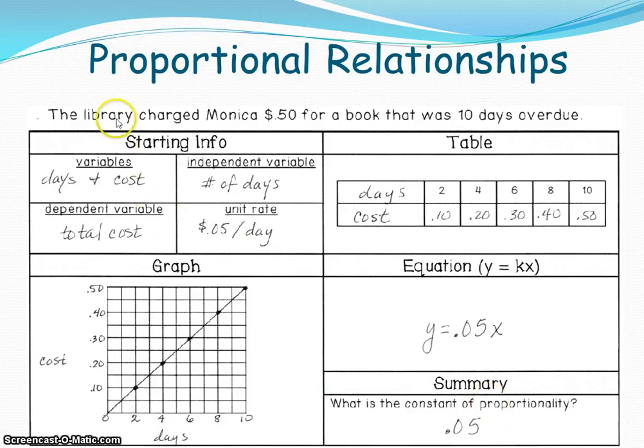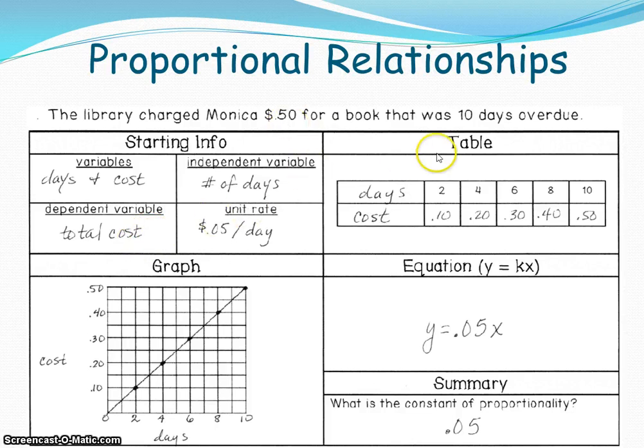A couple other scenarios. In this case, the library charged Monica 50 cents for a book that was 10 days overdue. So I identified the variables, the days overdue and the cost. I identified the independent variable as the number of days because the cost of the fee, the penalty, is dependent upon the number of days that the book is overdue. More days overdue, higher cost. So the independent variable is the number of days, and the dependent variable is the total cost.